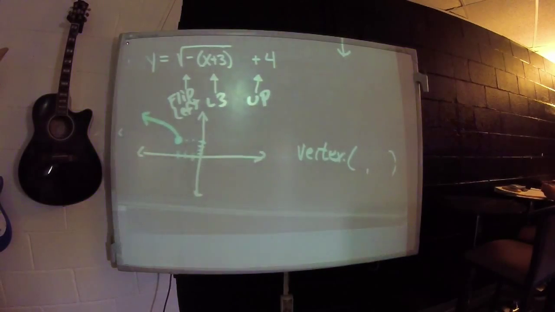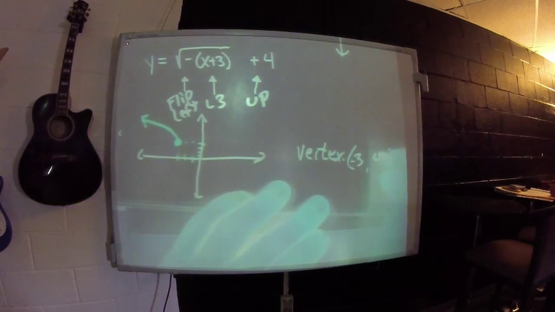And the vertex is left 3, up 4, so negative 3, 4.